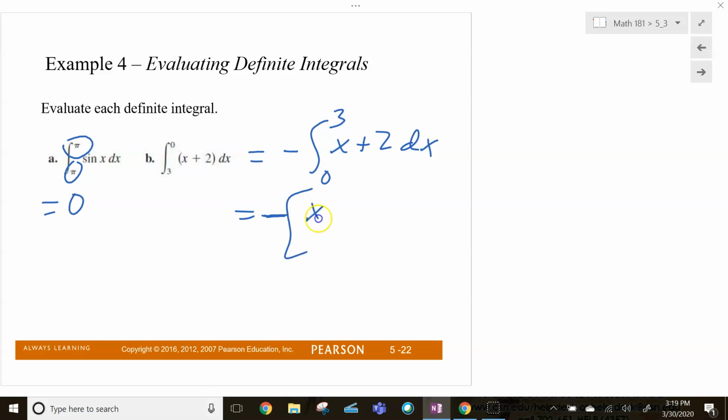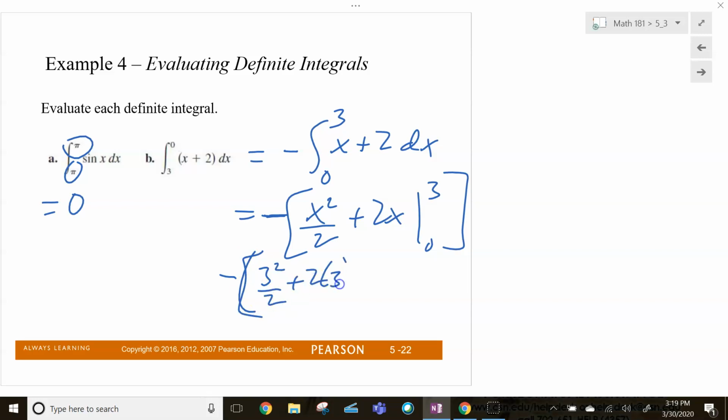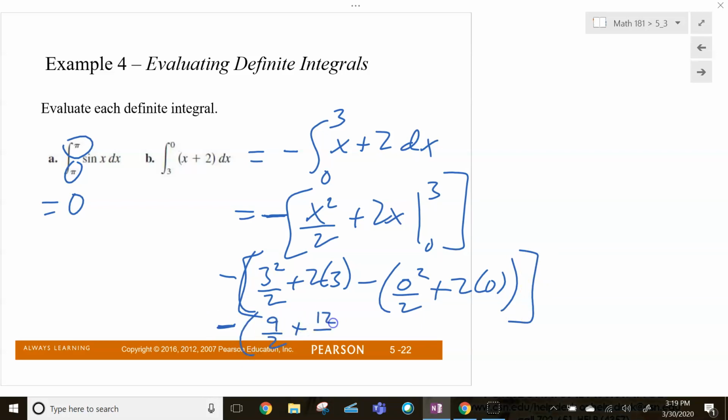And then I go x squared over 2 plus 2x. This is from 0 to 3. Now I throw the 3 in. 3 squared over 2 plus 2 times 3, minus 0 squared over 2 plus 2 times 0. So we got 9 over 2 plus 6, or 21 over 2, which with the negative is negative 21 over 2.